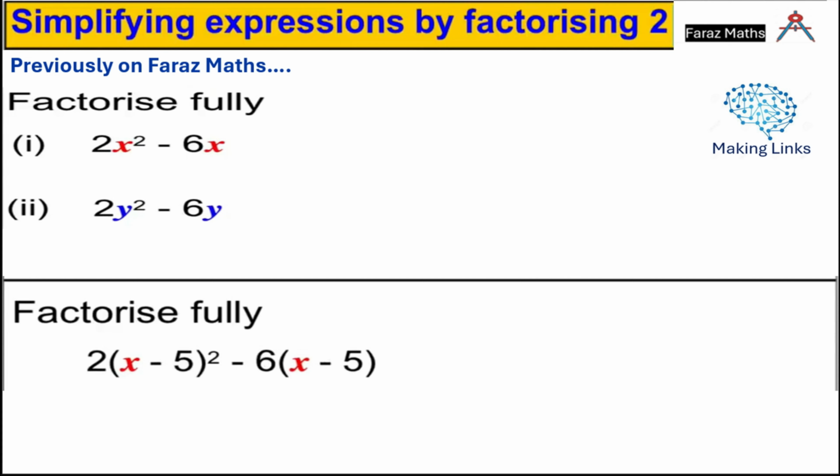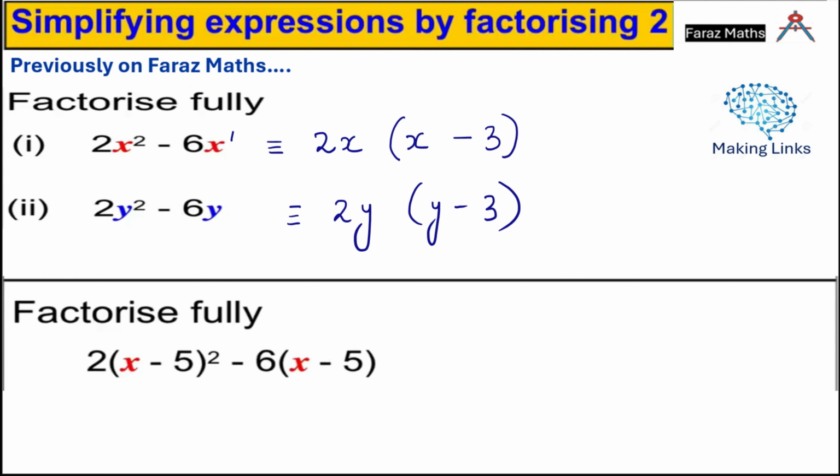If we factorize this expression, it would become, because between 2 and 6 the highest common factor is 2, and between x square and x you have to identify the lowest power, and this one has the lowest power, x here. So 2x is the HCF. Now you have to make the bracket. 2x times x is 2x square. 2x times minus 3 is minus 6x. The next one is the same. You can do 2y times y minus 3.